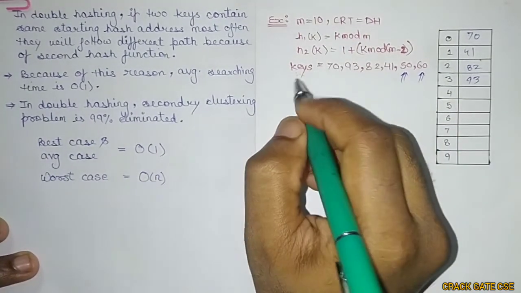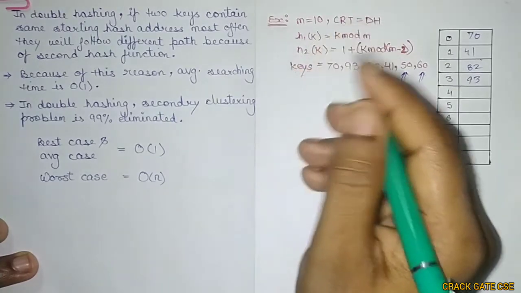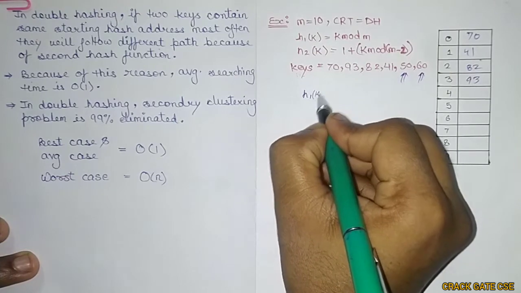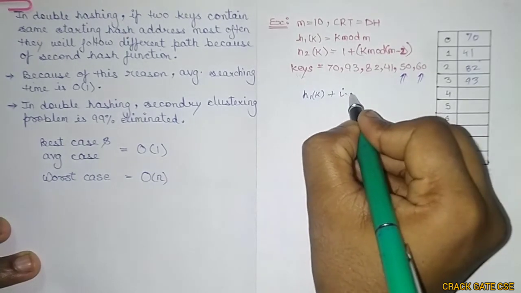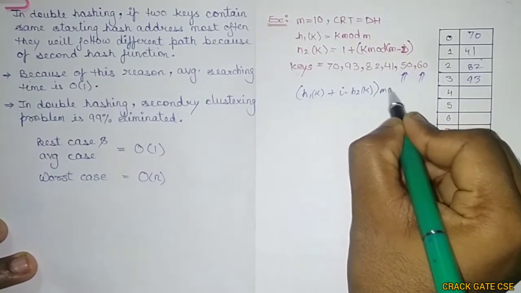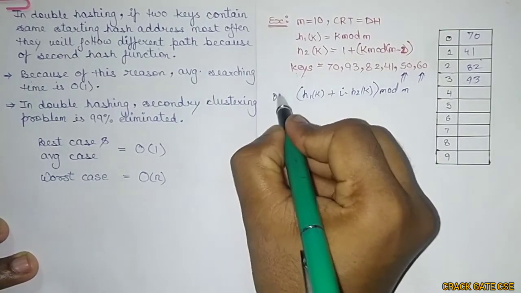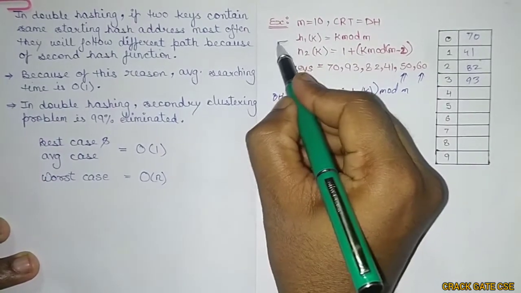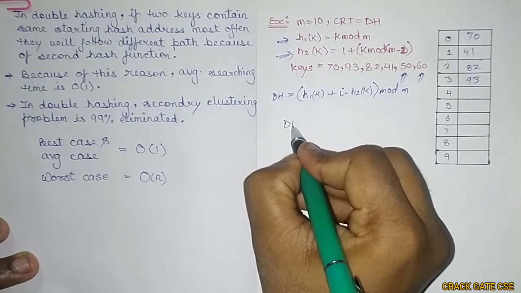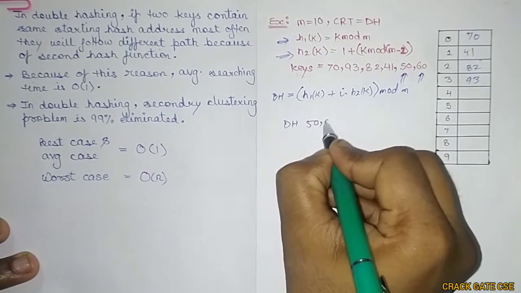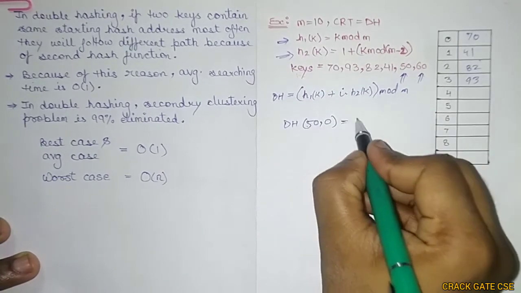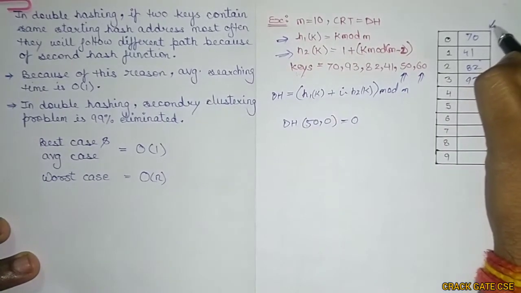So we know what the formula for double hashing is. It is (h1(key) + i * h2(key)) mod m. This is the formula for double hashing, and this h1 and h2 are given. If you try to find out double hashing for 50 comma 0, initially the i value is 0, so it will be h1(key), so it will be 0 only. So 50 started from here.